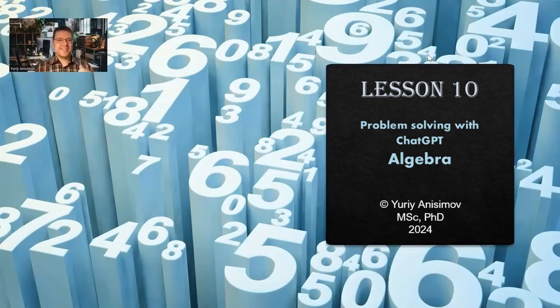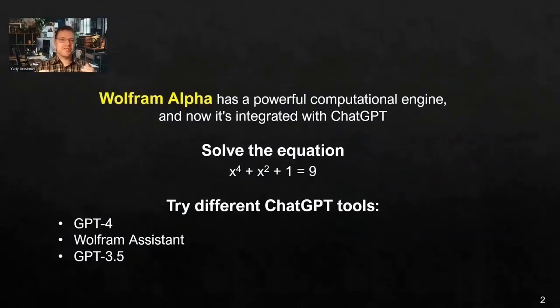So let's get started. Now we are gonna solve the equation you see on the screen. We will try different ChatGPT tools and compare their performance. So we'll use ChatGPT 4, Wolfram Assistant, and finally the 3.5 model, why not? Just to see how each of these models performs. So let me say a few words about what Wolfram Alpha is, because Wolfram Assistant is based on Wolfram Alpha. In general, Wolfram Alpha is a powerful computational engine, and now it's integrated with ChatGPT.